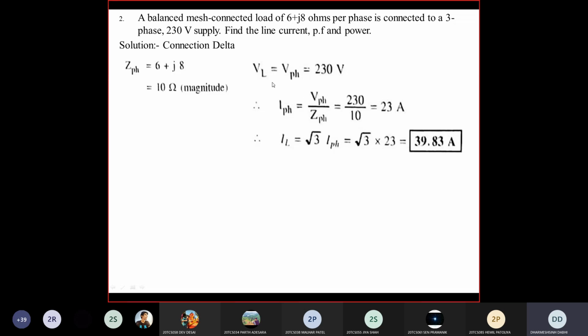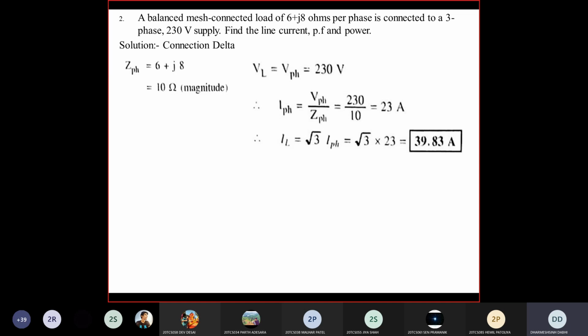Phase current is equal to what? Phase voltage divided by phase impedance, same as we calculated in the last example. So it is 23 ampere phase current. So line current is root 3 times phase current, so root 3 into 23. So it is 39.83 ampere. Clear all of you? Got this answer? Does everyone get it? Yes or no? Yes, sir.